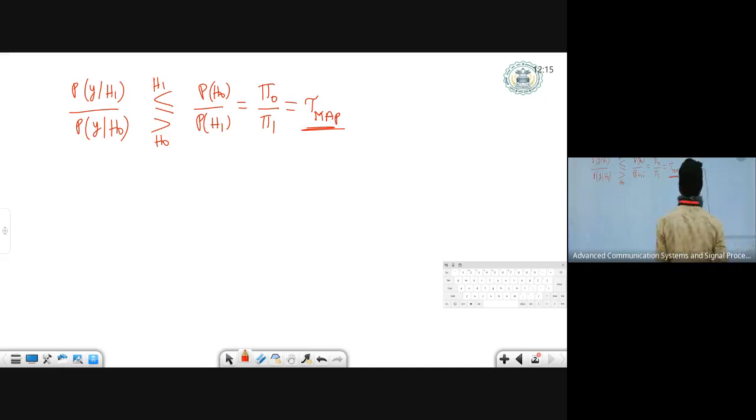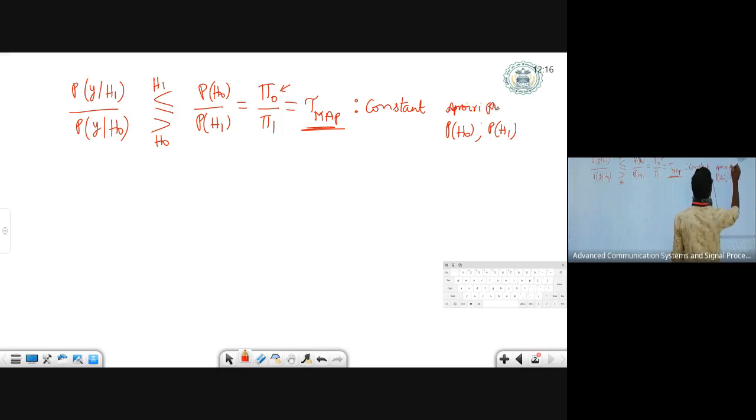Why is this called a constant? The reason is that this is a priori probability. Pi naught is equal to P of H naught and pi 1 is P of H1. These are a priori probabilities which we know before the start of the communication, known values, and hence this is constant.